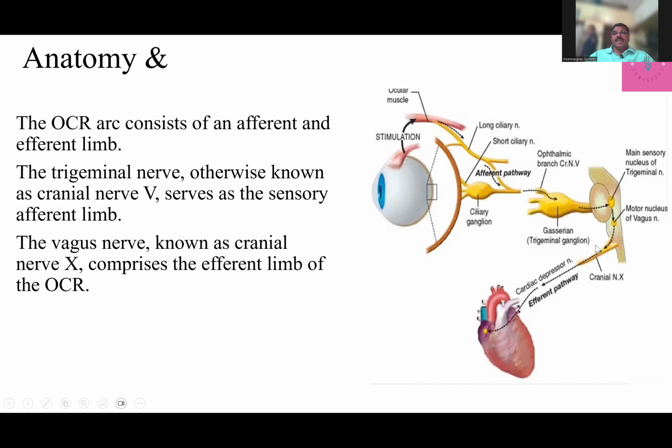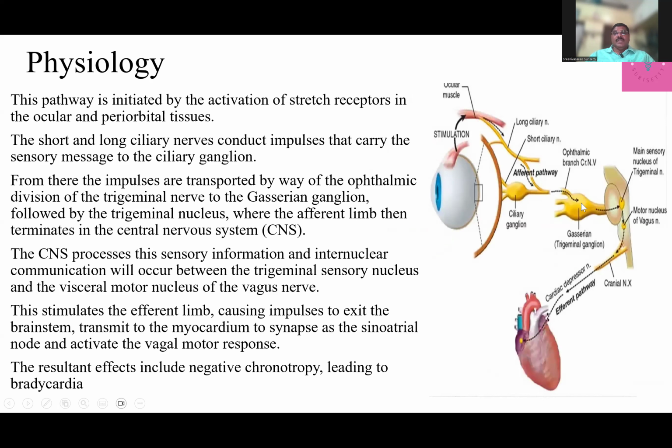Now the physiology behind the oculocardiac reflex. The pathway is initiated with the activation of stretch receptors in the ocular and periorbital tissues. The long and short ciliary nerves carry the sensory impulses to the ciliary ganglion. From there, the impulses are transported via the ophthalmic division of the trigeminal nerve to the Gasserian ganglion, followed by the trigeminal nucleus, where the afferent limb terminates in the central nervous system.